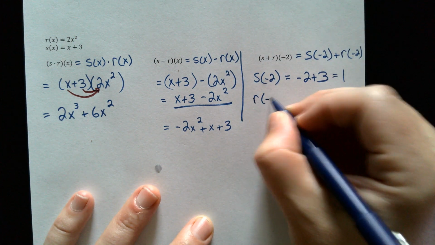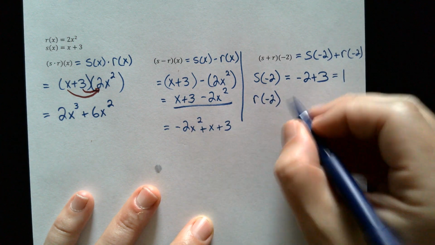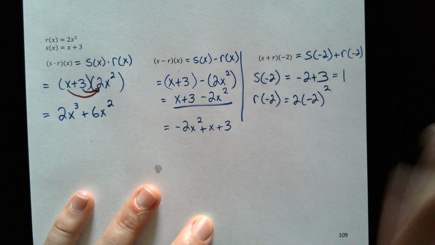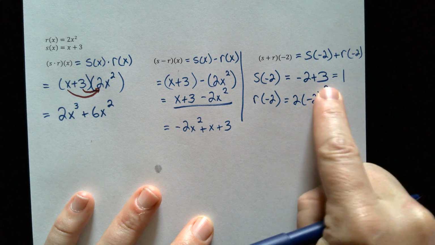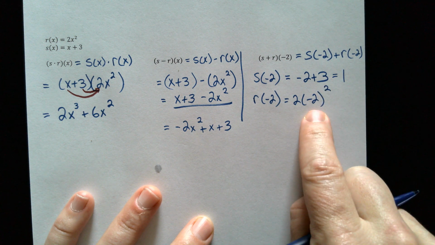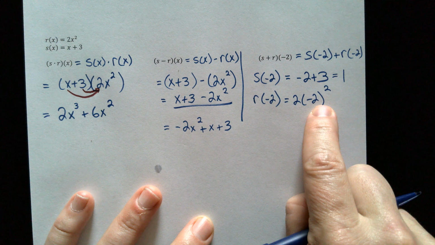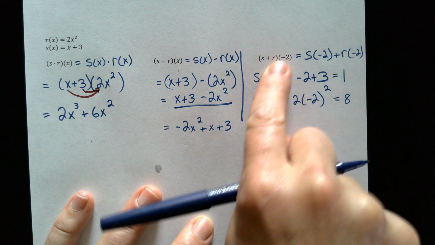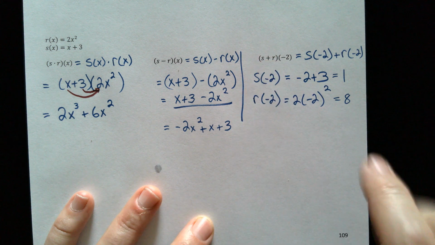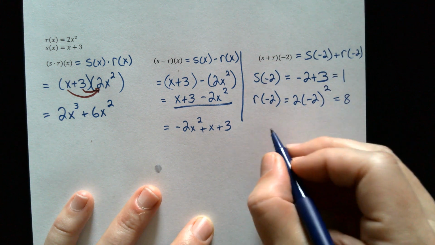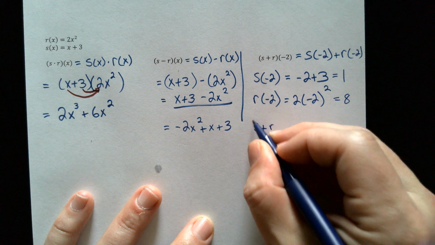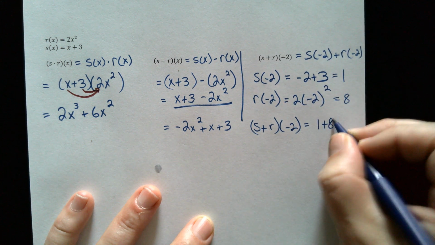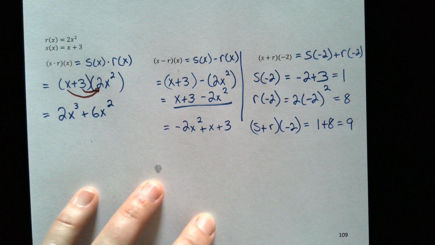And then r of negative 2, we'll have 2 times negative 2, that's where the x is, squared. Okay, so remember you have to do the power before the multiplication. So negative 2 squared is positive 4, and positive 4 times 2 is 8. So this is 8. And what are we doing? We are adding our answers together. So s plus r of negative 2 is equal to 1 plus 8, which is equal to 9. And that's it.